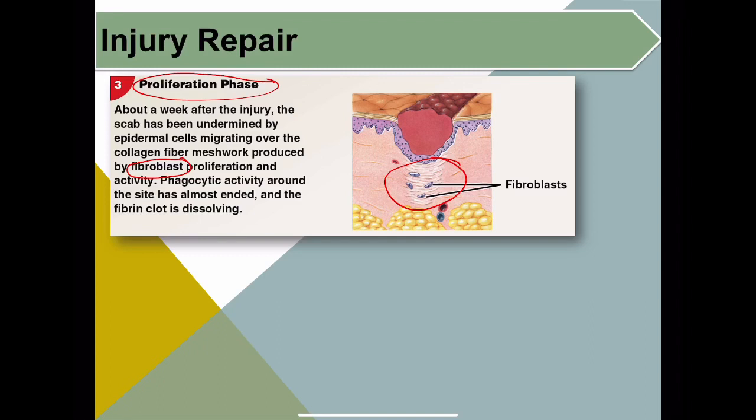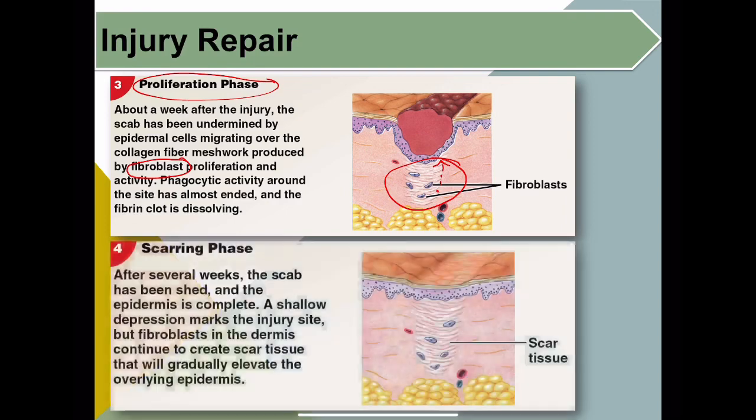The clot will dissolve while the structural makeup underneath will continue to push up until the scab is completely removed. Okay. And lastly, it's called the scarring phase, where that scab is completely shed away and you have regeneration of the epidermis, and the dermis layer is now completely finished.